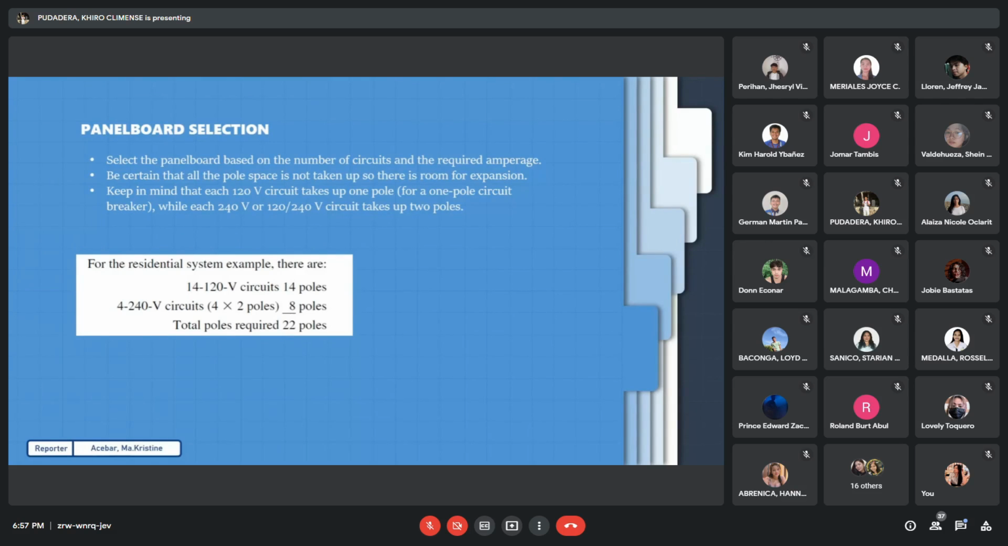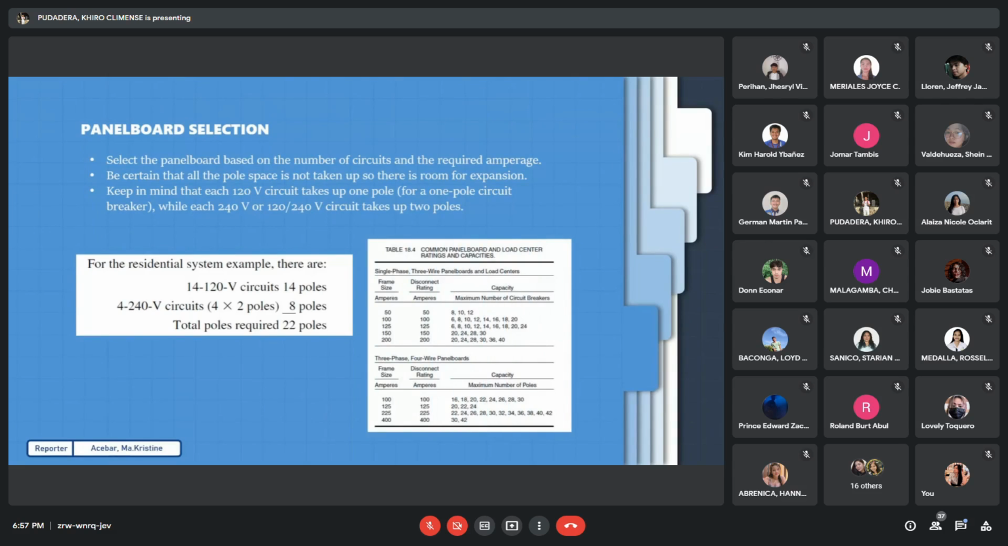Then there are 4 240-volt circuits. Each 240 volts takes up 2 poles, so 4 times 2 poles is equal to 8 poles. We will add the two: 14 poles plus 8 poles is equal to 22 poles. This is the total poles required. To select the panel board, we'll keep in mind how many poles are required and there should be room for expansion. So the panel board that should be selected has more than 22 poles.